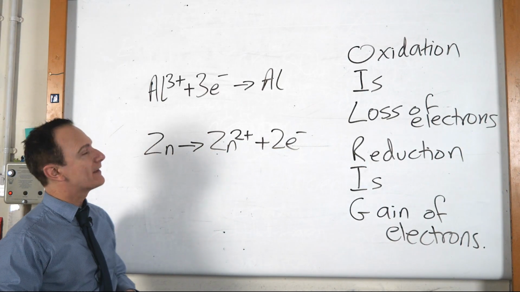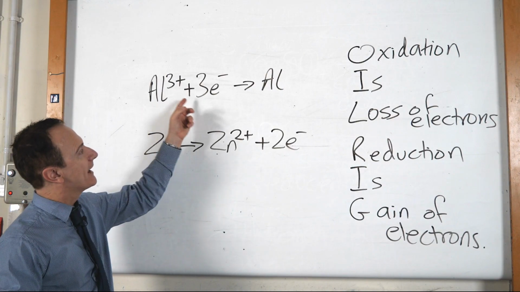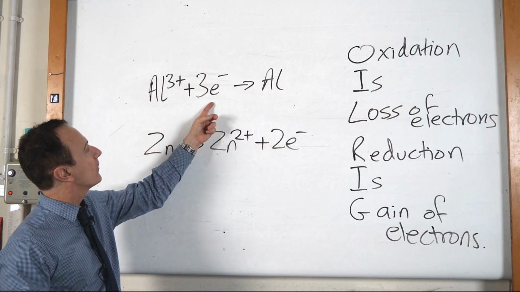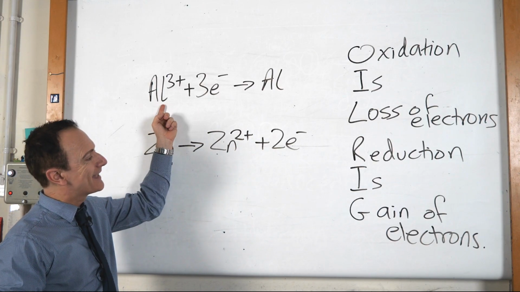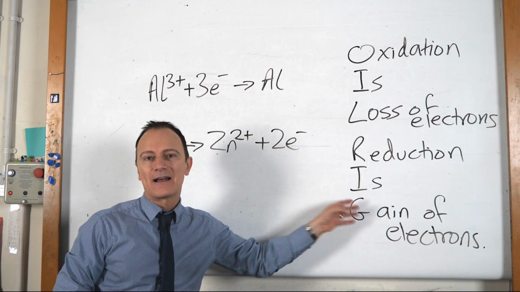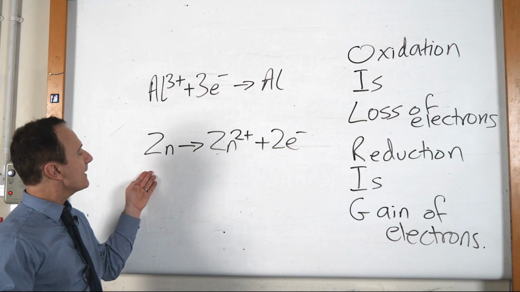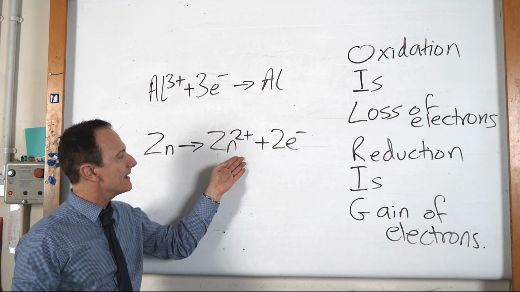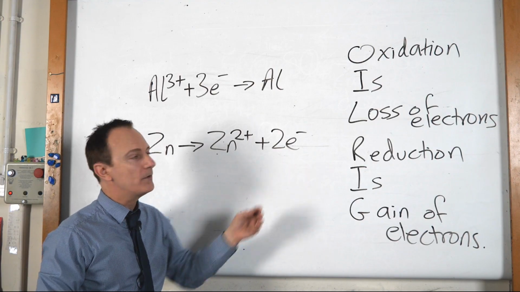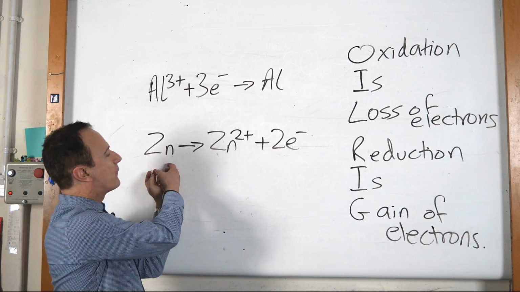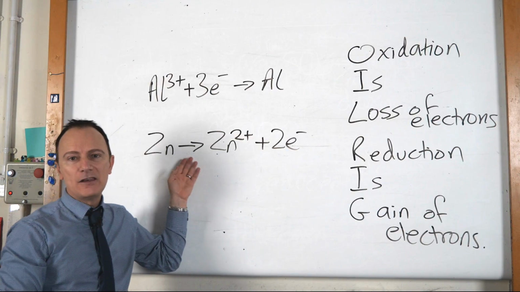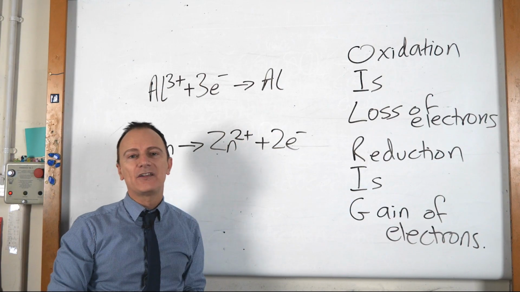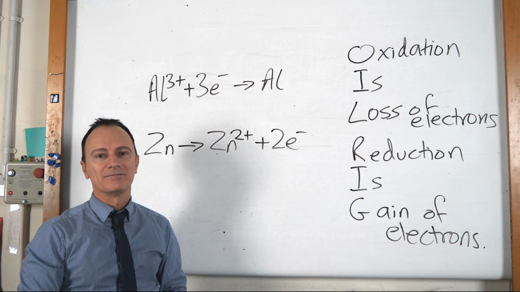If we look at this first example, some aluminium ions are gaining 3 electrons to become aluminium atoms. They're having electrons added onto the ions, so they're gaining electrons, so that's an example of reduction. In this second example, we're starting off with some zinc atoms, and we're making zinc ions and some electrons. In other words, we've taken those electrons from the zinc atoms, so they're losing electrons. So in that case, it's oxidation, because oxidation is loss of electrons.